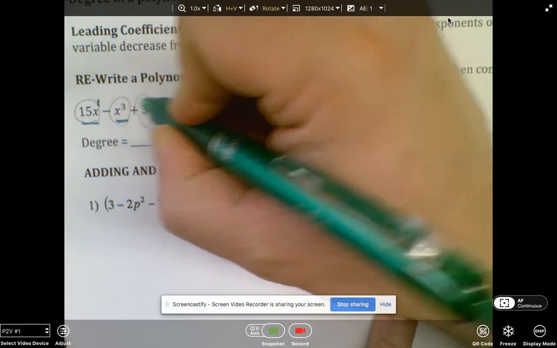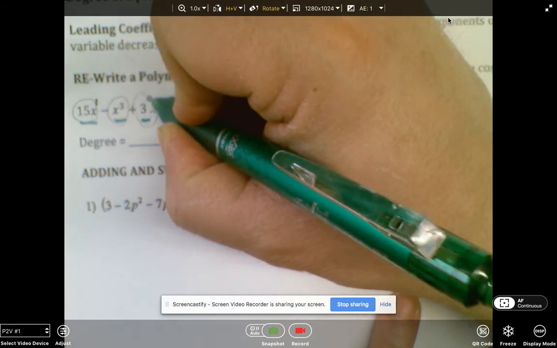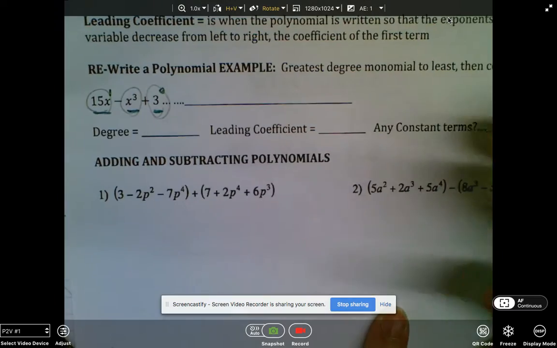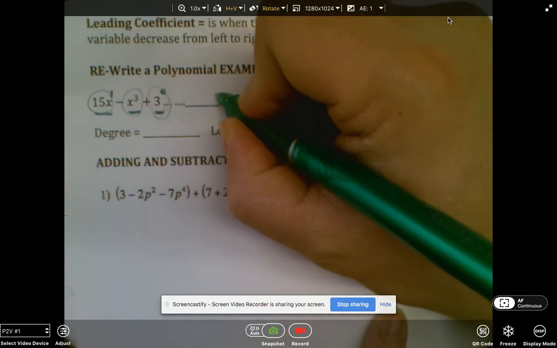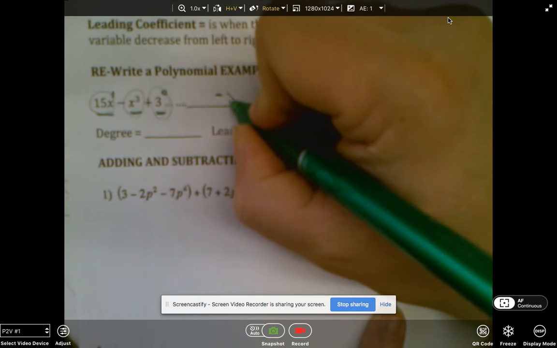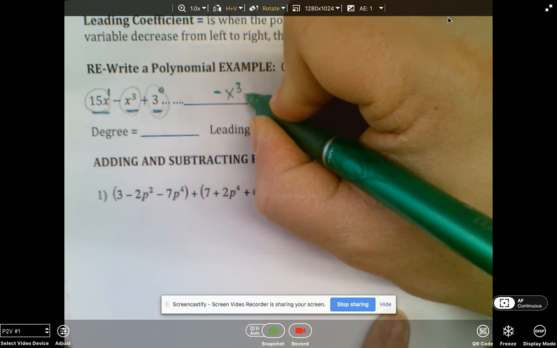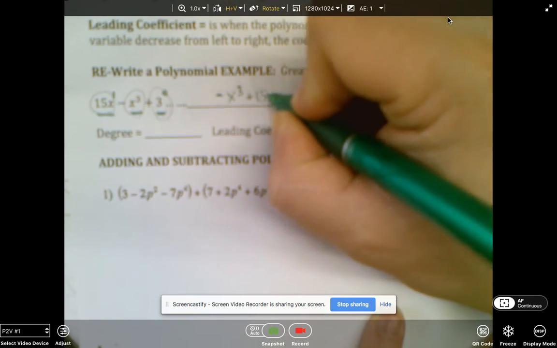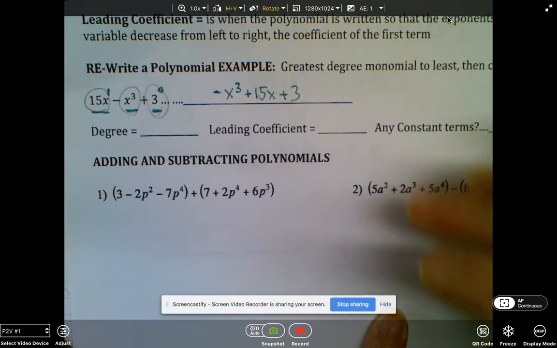So that's a degree of 3. And then the degree of this one, if you remember, was just a degree of 0. All right, so now we got to put them in order. So putting this in order, I would write this as negative x to the third plus 15x, and then plus 3.